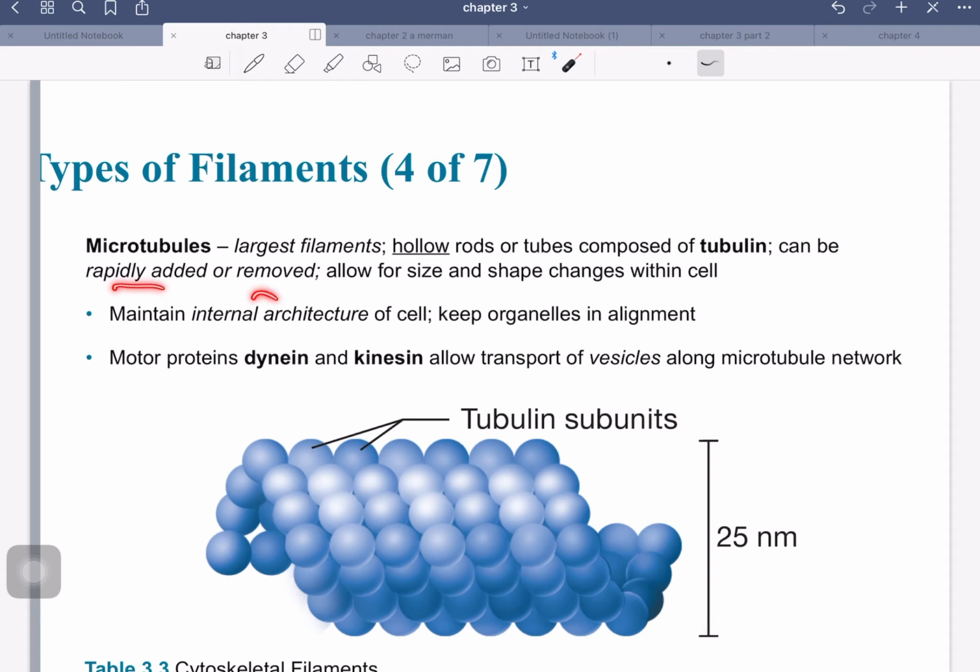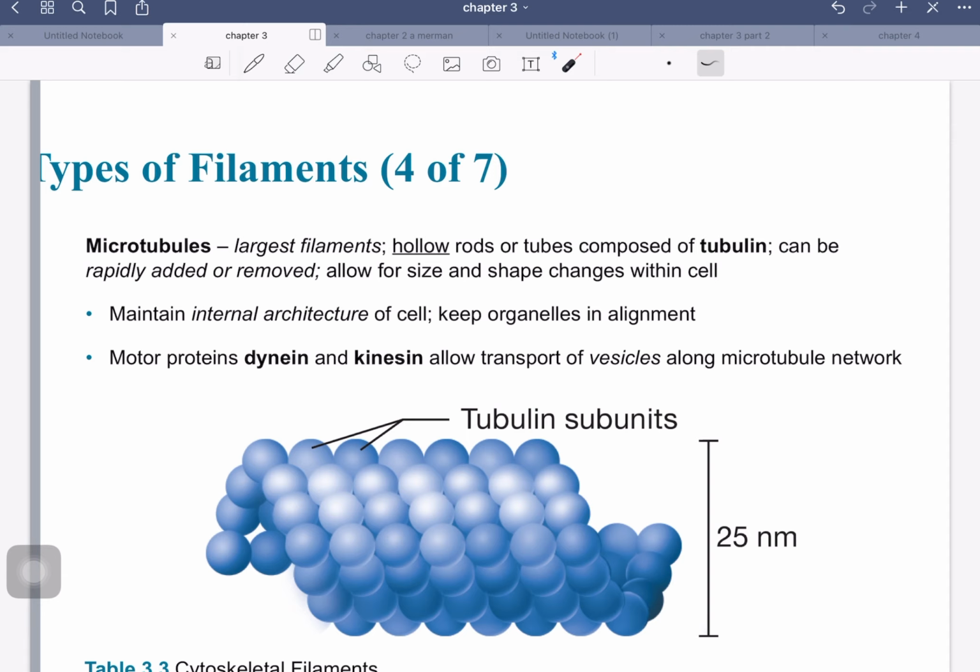Rapidly added, removed, allows for the size and the shape of a cell to change very quickly. It also has a big role in maintaining the internal architecture. It helps to keep organelles in their place. And we see things like dynein and kinesin, which are involved with the transport of vesicles along the microtubule network.